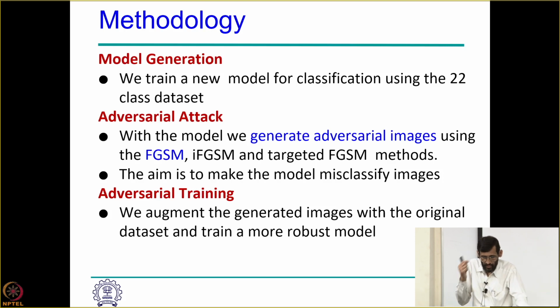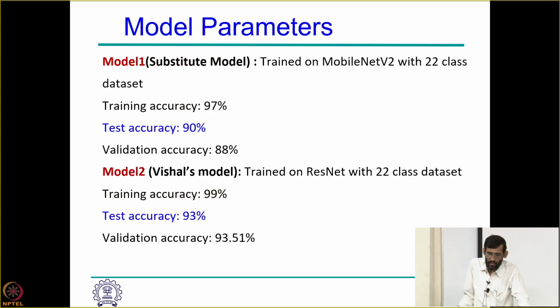So we do adversarial training. We augmented the generated images with the original data set and trained a more robust model. Like here, in model 1, we trained on MobileNet V2 with 22 classes. At the time the training accuracy was 97%, and test accuracy was 90%. Another model was also trained. As I said earlier, we trained on MobileNet as well as on ResNet. ResNet is a denser network as compared to MobileNet, which is a sparser network. And in the ResNet the accuracy was pretty good, with 93% test accuracy.